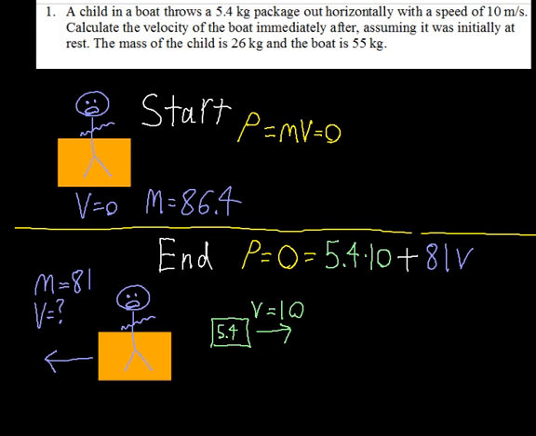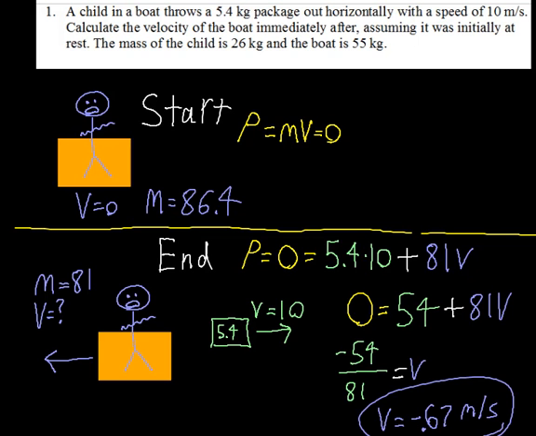So adding up the momentum in both cases, at the top you've got the total momentum, you add up the mv for all the objects. Well, none of them are moving, which means you have a total momentum of 0. So at the end of the problem, you also must have a total momentum of 0 when you add up the mv for every object. So if we add up the mv for this object, we get 5.4 times 10, and for that object, it's 81 times the unknown velocity. Since we don't know what it is, we just write it as a v.